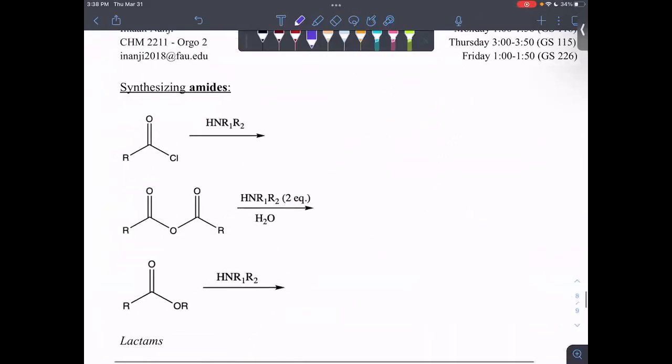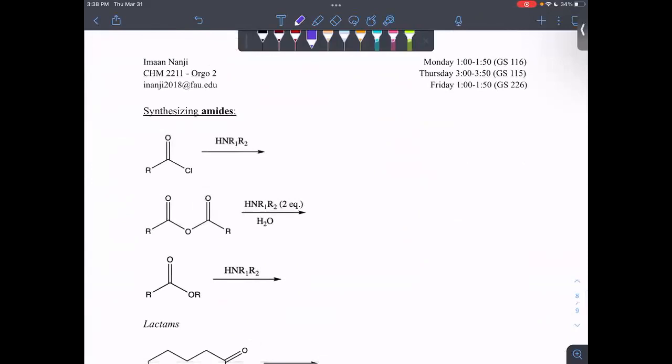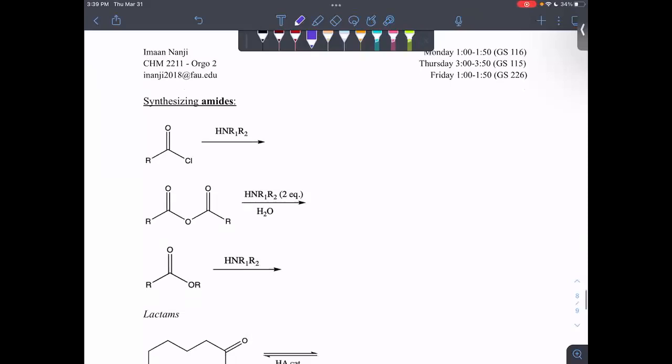All right, so to make amides: amides are the least reactive carboxylic acid derivative. So it's very easy to go from literally everything else to an amide. All we have to do is use an amine as your nucleophile, and adding that to any of the other derivatives is going to give you an amide.